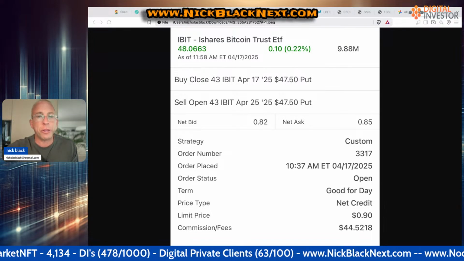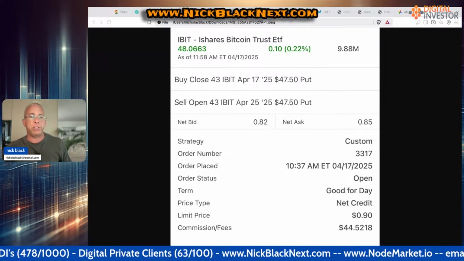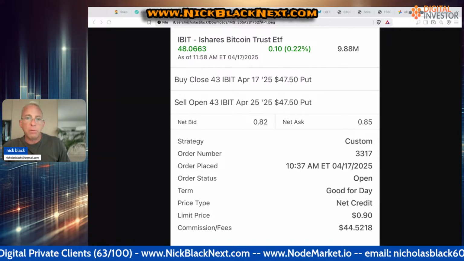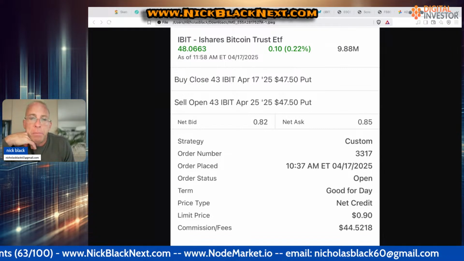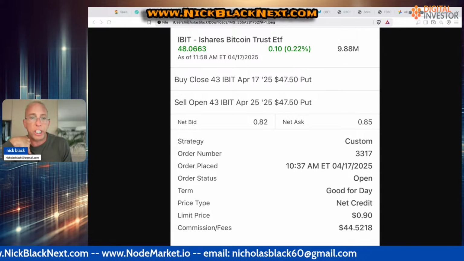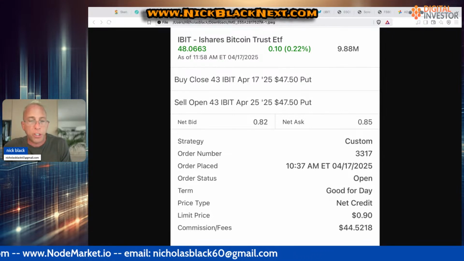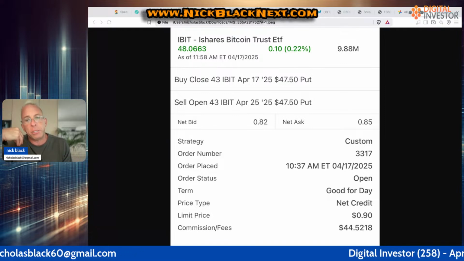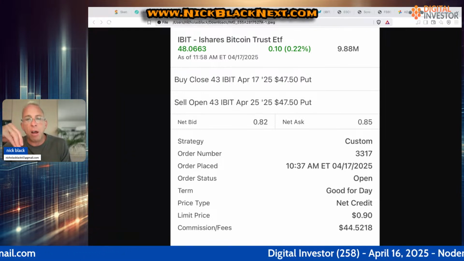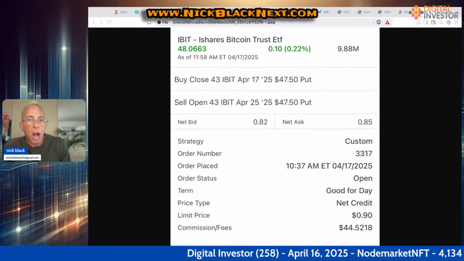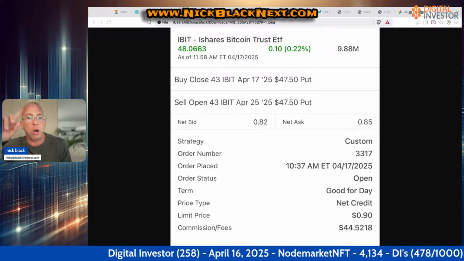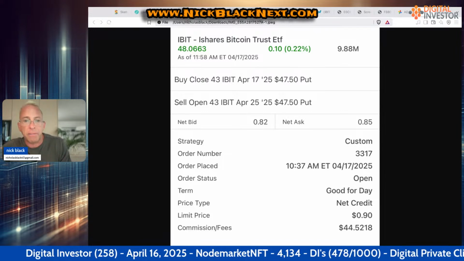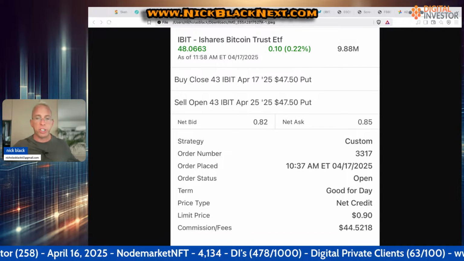So let's talk about the risk for a second. If IBIT should plummet, it could be deep in the money and I'll get assigned the shares, which is fine because I'm ready to sell calls against it. Same difference. It's just on the other side of the table. Rolling gives me flexibility because I can roll down to a lower strike or roll out to more time. I can go up and down or diagonally. I could change both the strike and expiration.